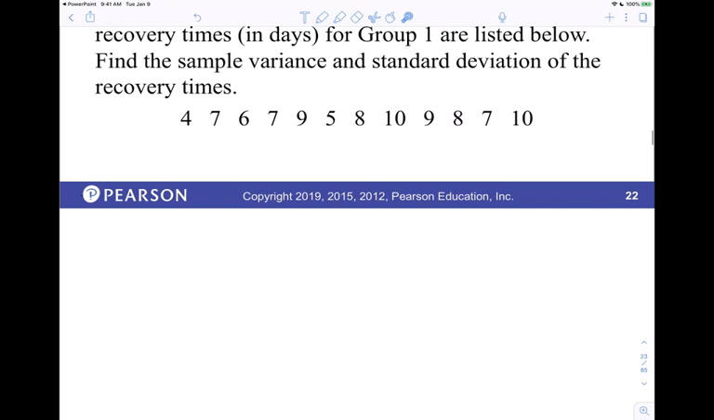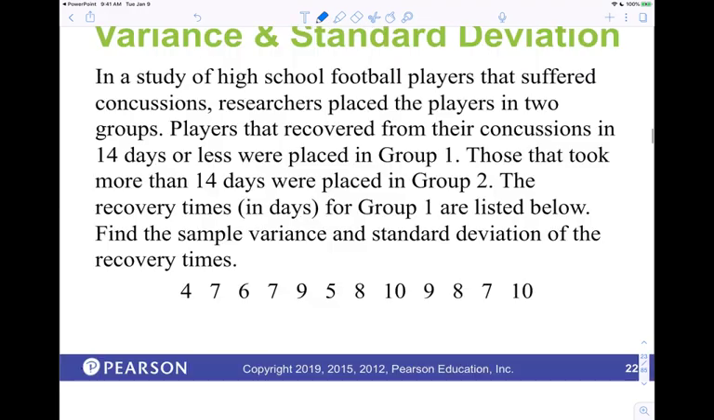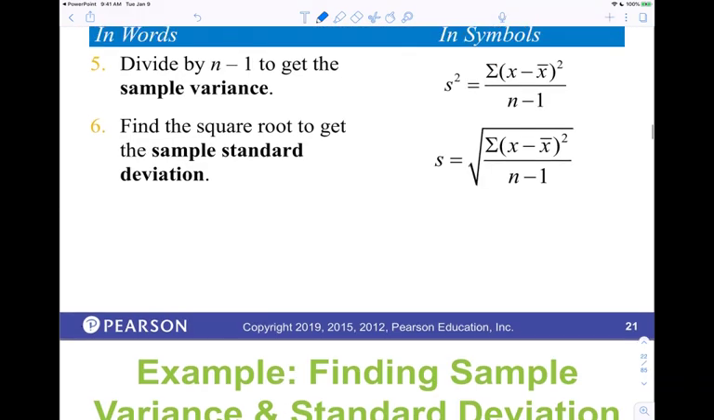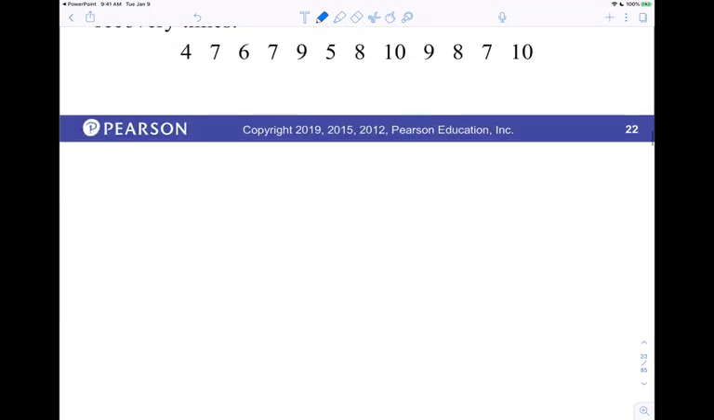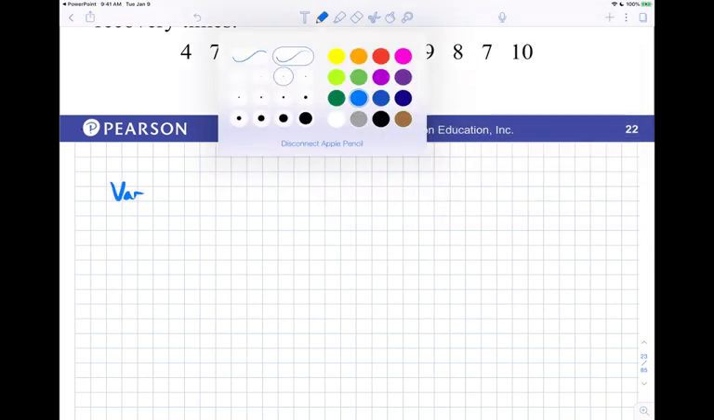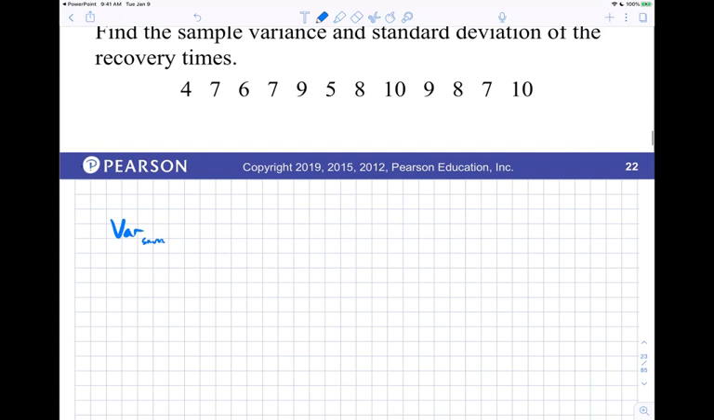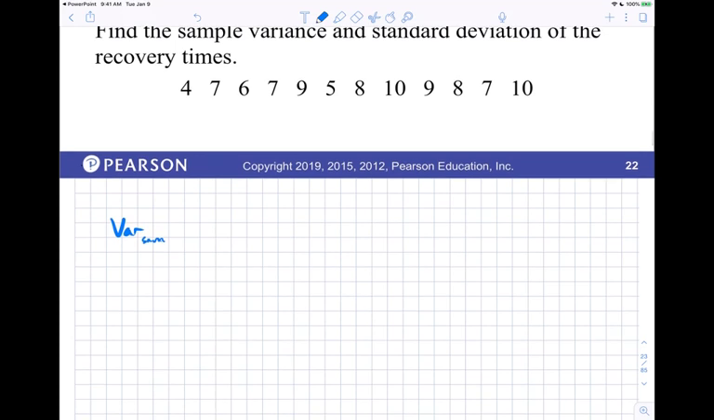So let me just go back really quickly. Yeah, the sample variance, right? So I'm going to say the variance, and actually I usually like to do this on grid paper. So we're going to say the variance, sample variance. We're going to say each x minus the sample average, and square those.